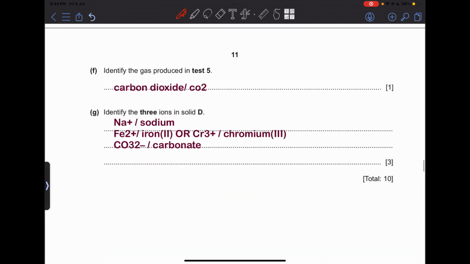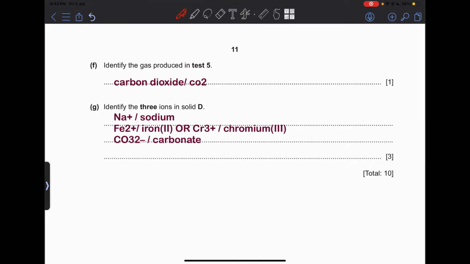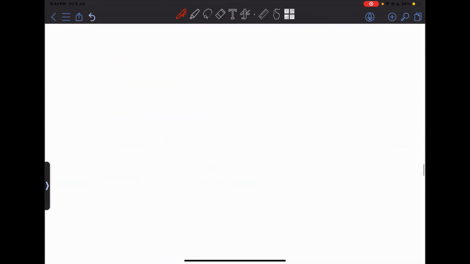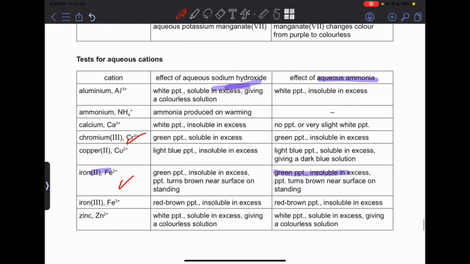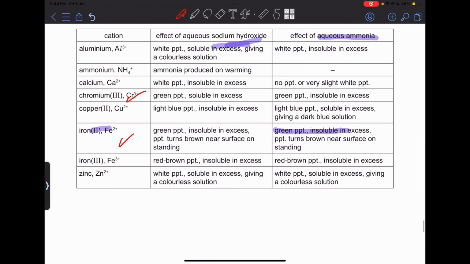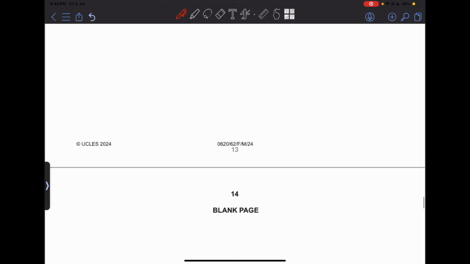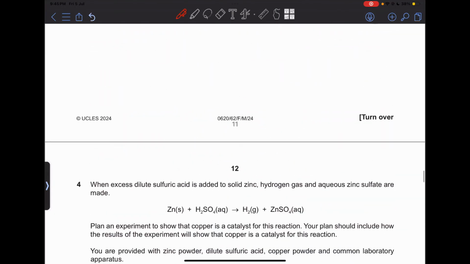For the next question, it says identify the 3 ions. So as I said, we have carbonate and iron 2, or you can also say chromium, because both chromium and iron 2 plus form a green precipitate. They didn't state if it was soluble or insoluble, so if you wrote down either iron 2 or chromium 3 plus, then you would get the correct answer. It also had carbonate, as I said.